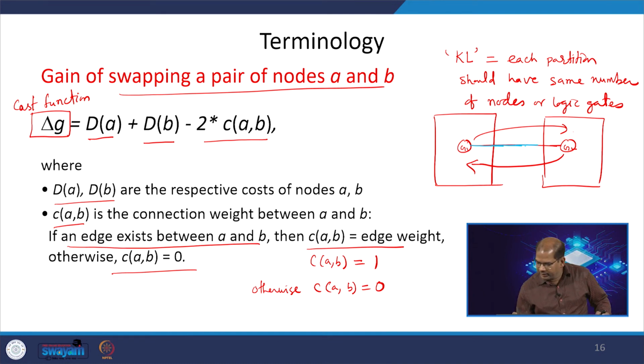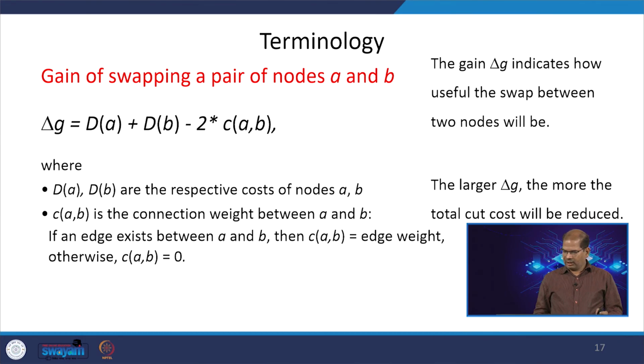Okay. If I have a line between them, then I need to consider 2 times C(A,B) in this case. Now I need to compute the gain. The gain delta G indicates how useful it is to swap two nodes between the two partitions. If you have a larger delta G, then your total cost in the partition will reduce. So, there are two nodes here, this is 1 and this is 2.